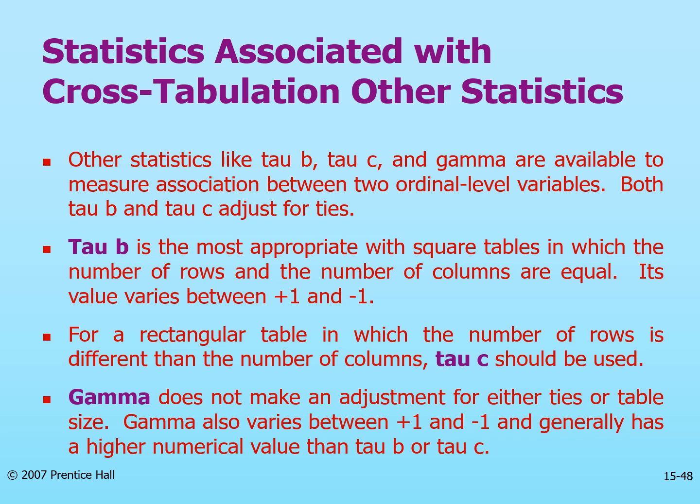Gamma does not make an adjustment for ties or table size. So gamma varies between +1 and -1 and has a higher numerical value than tau B and tau C.